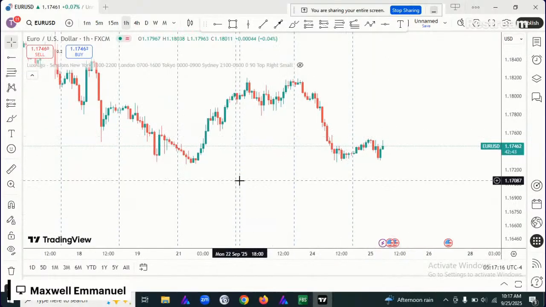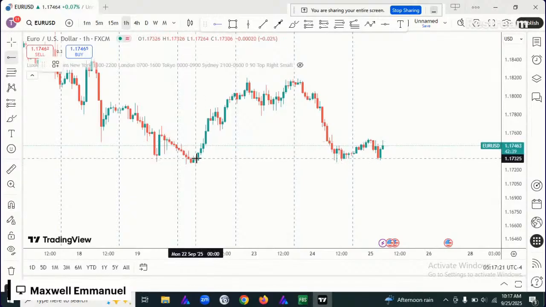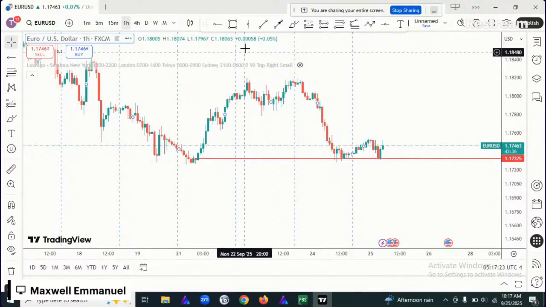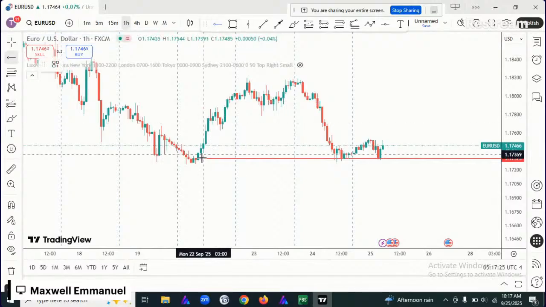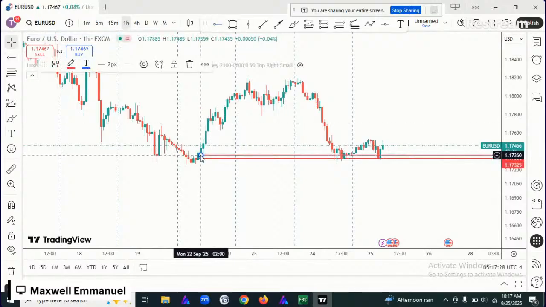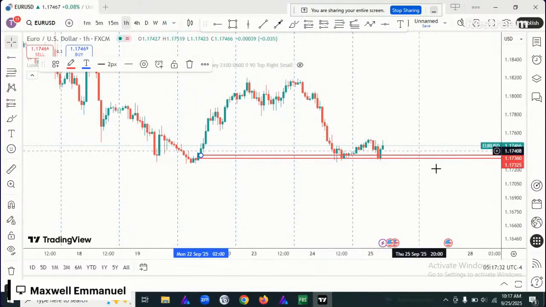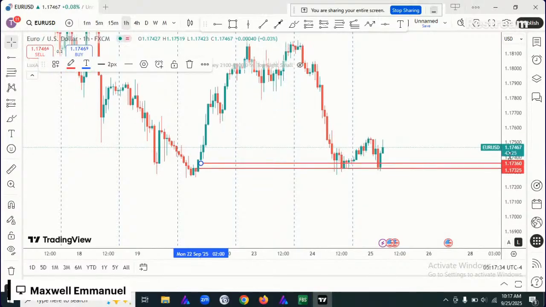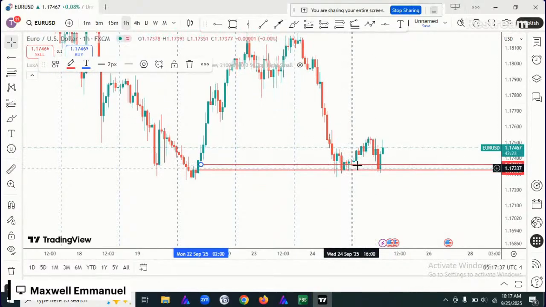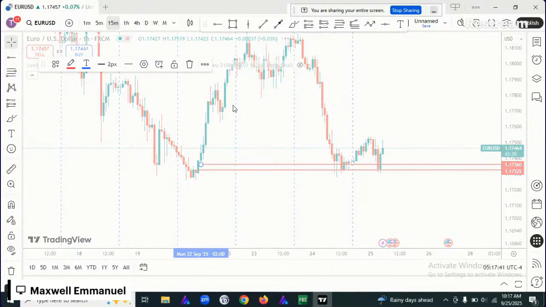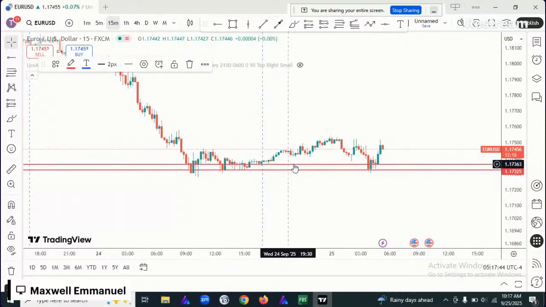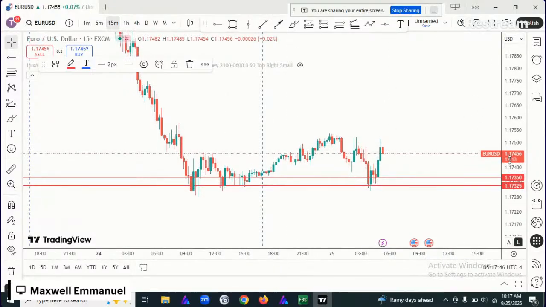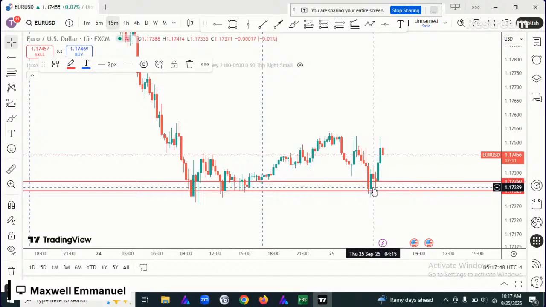Euro USD. I think Euro USD pulled back yesterday. We have this fair value gap here. This gap got filled yesterday, and after it got filled, you can see the rejection from that. Can you see the rejection? And this morning, price retraced back to this. Let's go down to 15 minutes. Maybe there's a fair value gap it came to fill. Okay, so it pulled back to this zone. So this is our support zone.